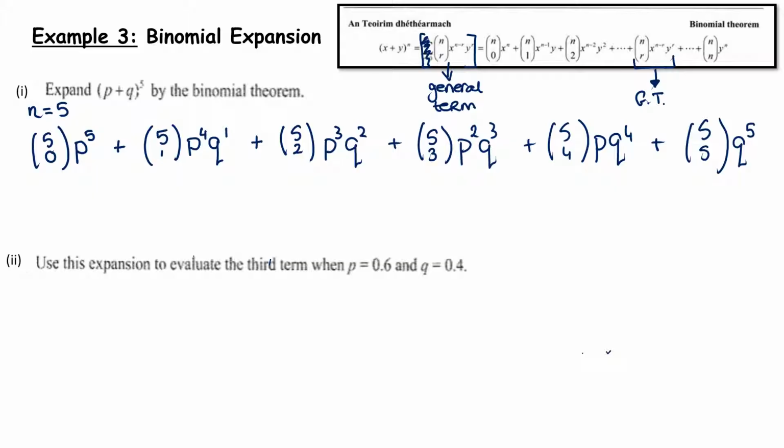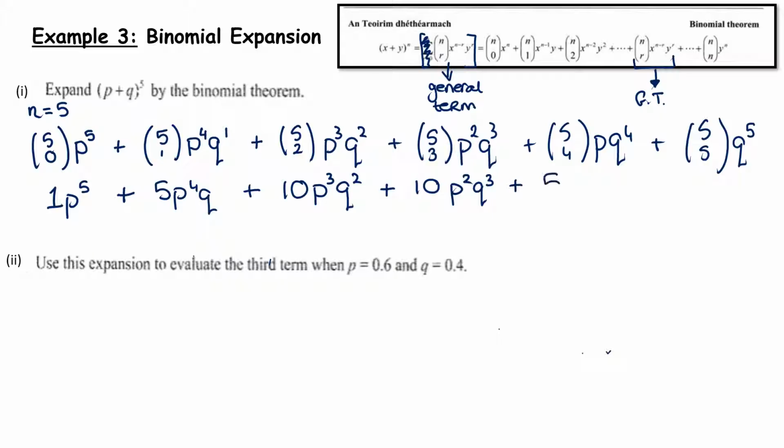So now let's work with our 5 choose 0. So I know 5 choose 0 is 1, so I get 1p to the power of 5 plus 5 choose 1, 5p to the power of 4 q plus 5 choose 2 is 10, p to the power of 3, q to the power of 2 plus 5 choose 3 is 10, p squared, q to the power of 3 plus 5, p, q to the power of 4 plus 5 choose 5 is 1, q to the power of 5. And we have our answer there. So again, hopefully you can see that symmetry happening as we expand out this bracket.